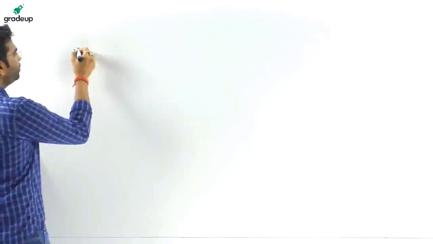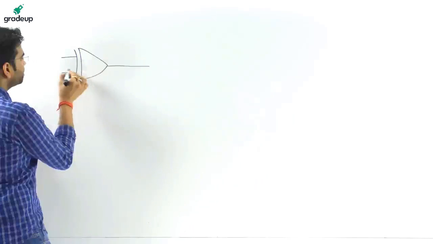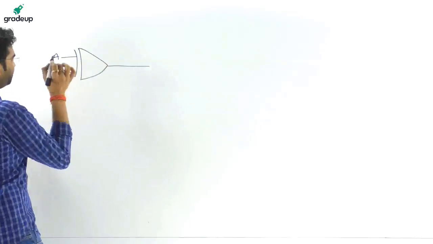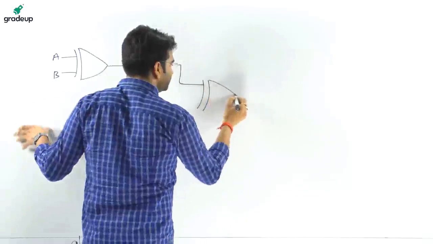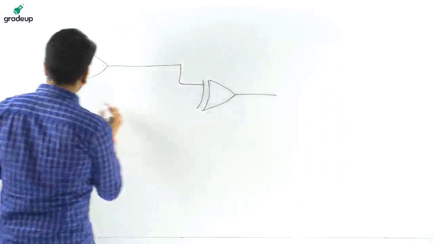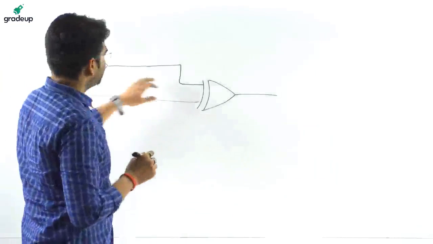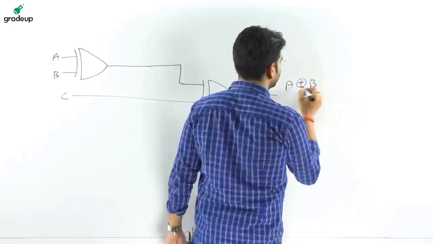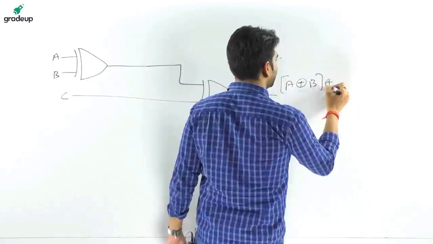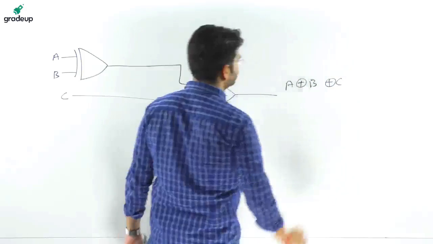For sum, it was XOR gate A B. Again it was XOR with another C. Okay, A XOR B XOR C was the sum. A XOR B XOR C. Remove it, it is the same. A XOR B XOR C.